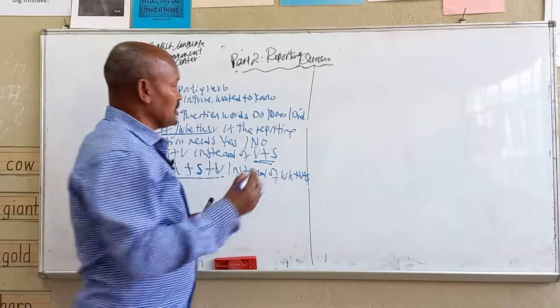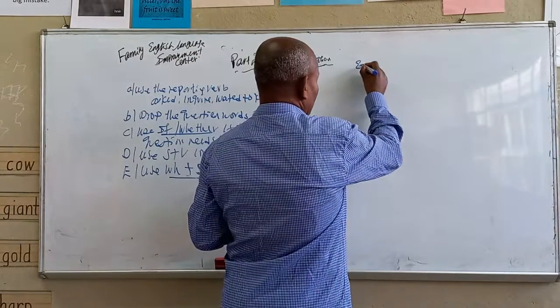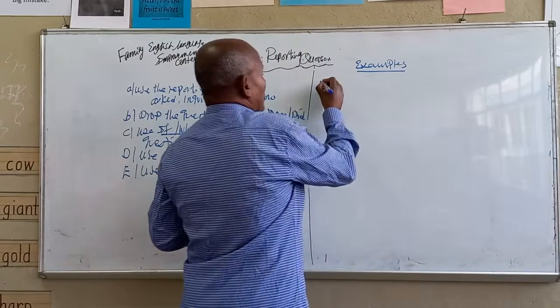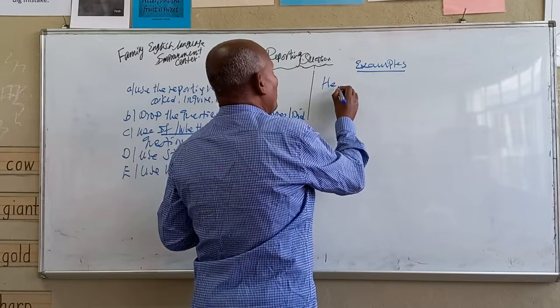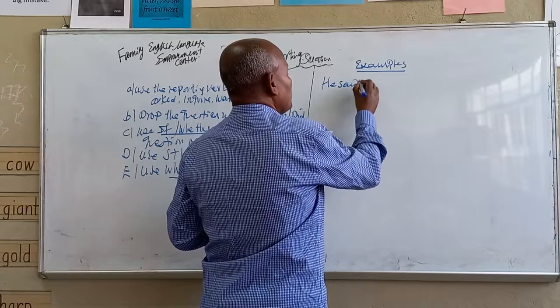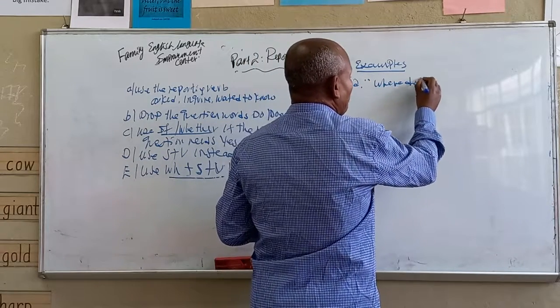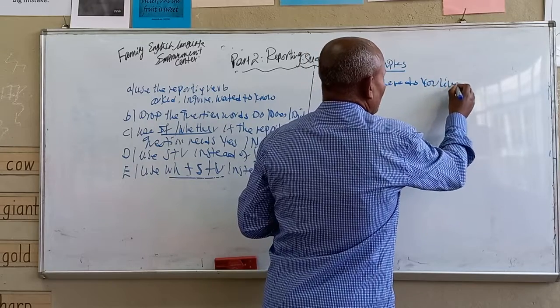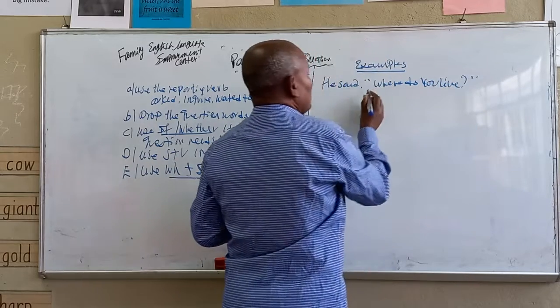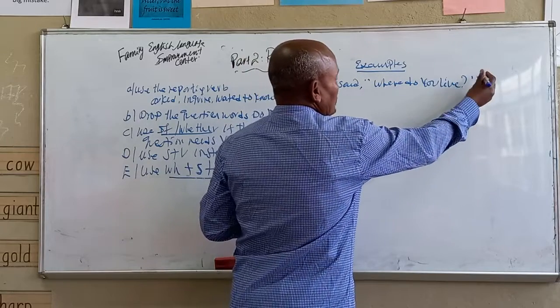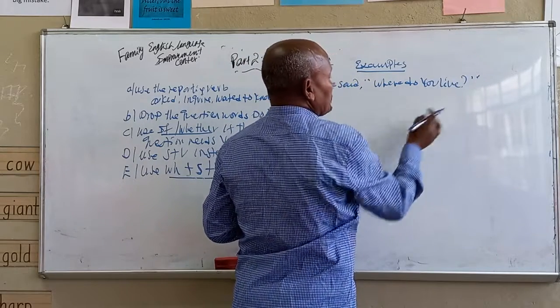Let me give you one example here. Example sentence: he said, "Where do you live?" Look here: he said, "Where do you live?" There is a comma, and the question is enclosed in double quotation marks, and the question mark is inside the double quotation marks.